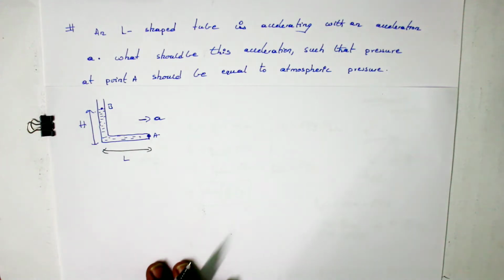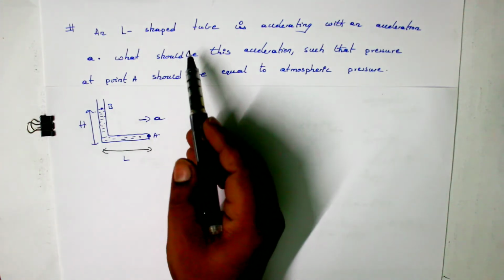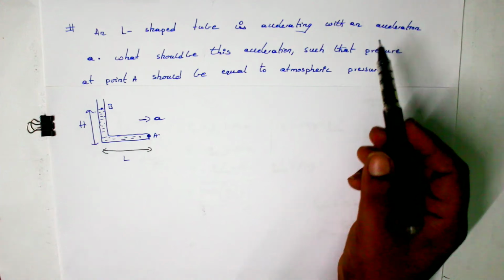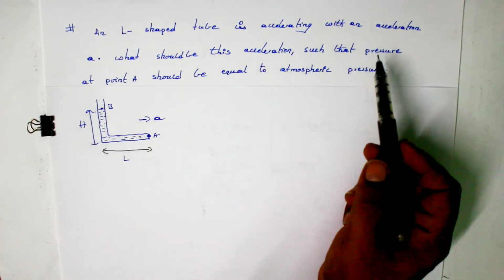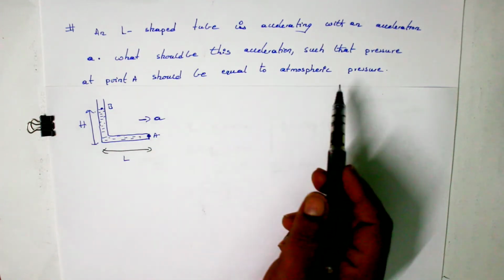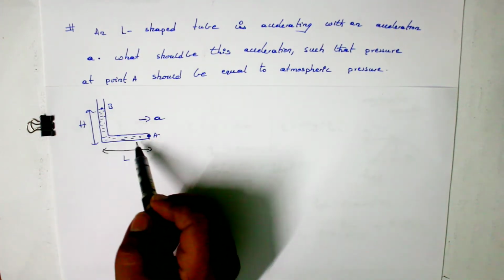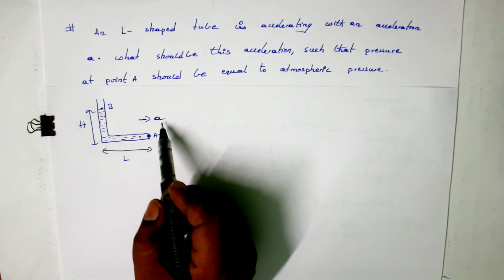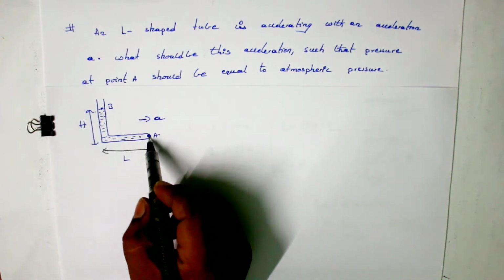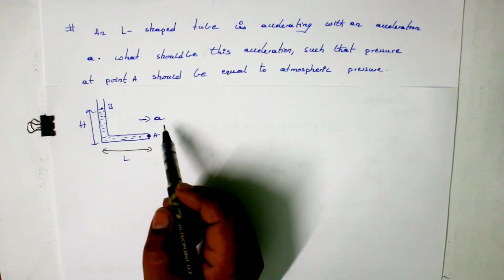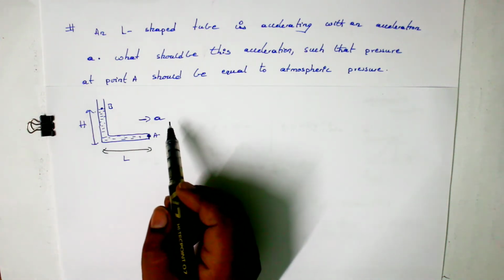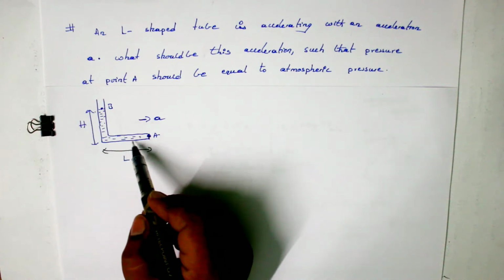Students, now let us see this question. An L-shaped tube is accelerating with an acceleration of A. What should this acceleration be such that the pressure at point A is equal to atmospheric pressure? If this tube is accelerating with an acceleration of A, the pressure here should be equal to atmospheric pressure. Then what is the required acceleration that we are supposed to find out? Let us see how we can proceed.